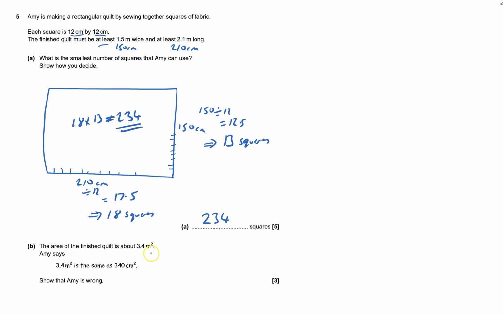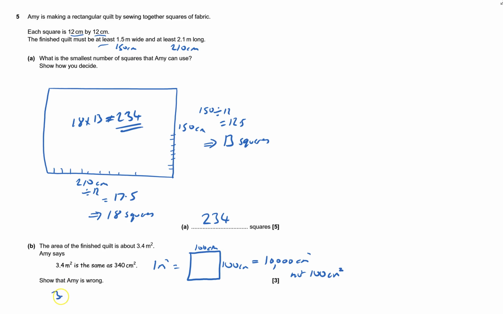The area of the finished quilt is about 3.4 square meters, and Amy says that 3.4 square meters is the same as 340 centimeters squared. Show that she's wrong. Well, 1 meter squared is 100 centimeters by 100 centimeters, which equals 100 times 100, which is 100 with 2 extra zeros. So it's 10,000 centimeters squared, not 100 centimeters squared.